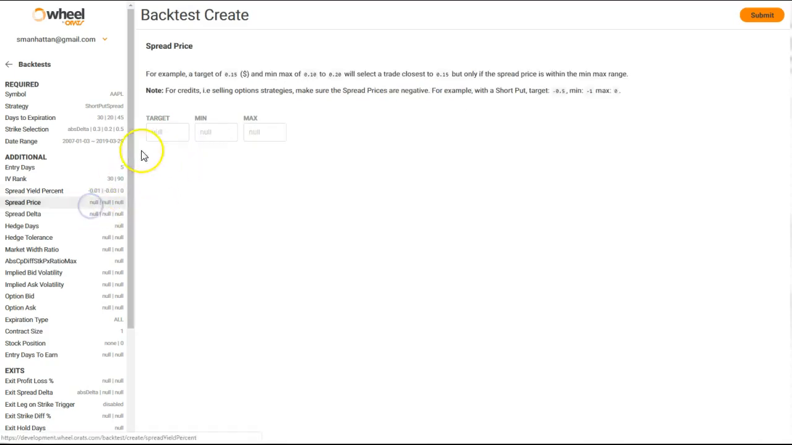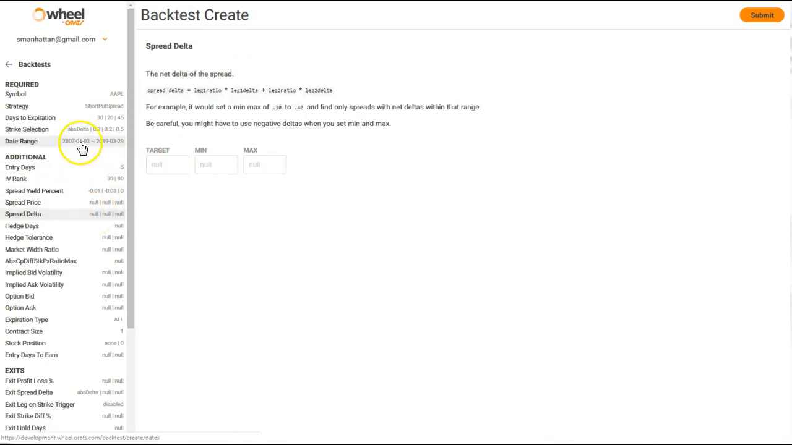The spread price, again, we'll take a look at the backtest results, and then we'll come and maybe put parameters around the spread price. Spread delta, for example, we know that this delta is approximately 15, so maybe 0.15 is around where we want, so let's make that a little bit tighter. Let's make it 0.1 to 0.2. So that'll be our spread delta, the difference in the two legs.